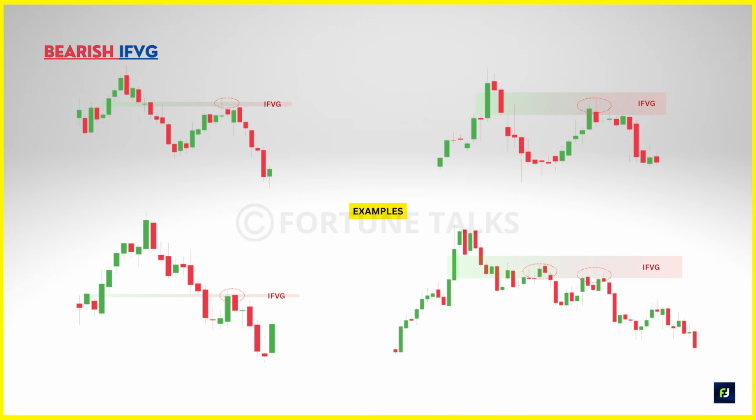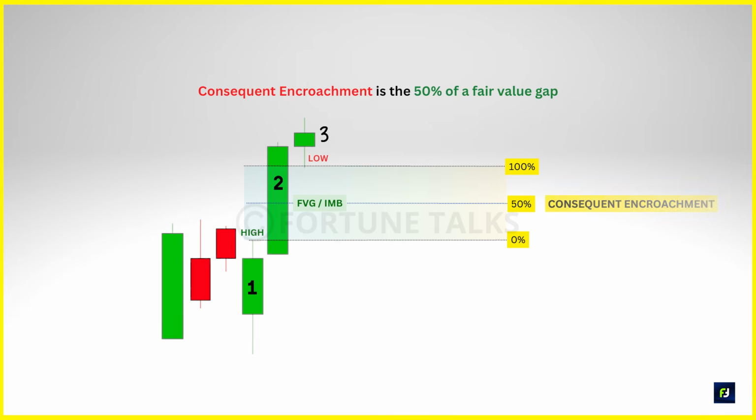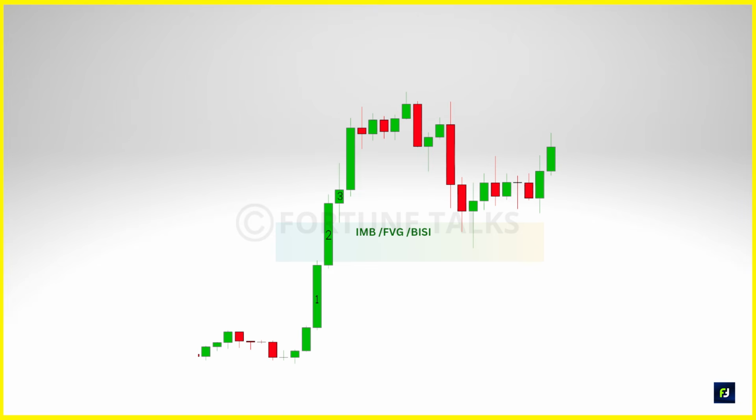Now, before I get to the next part, there is one concept that I need you to revise. It is the concept of consequent encroachment associated with the fair value gaps. Now, don't let the name scare you. The idea is very simple. Consequent encroachment is nothing but the 50% of the fair value gap. So, if I draw a Fibonacci retracement from this high of the first candle to this low of the third candle forming a bullish fair value gap, then the 50% level is the consequent encroachment level.